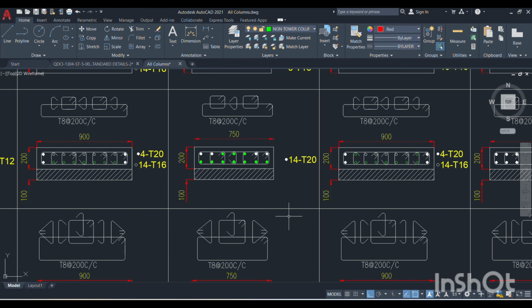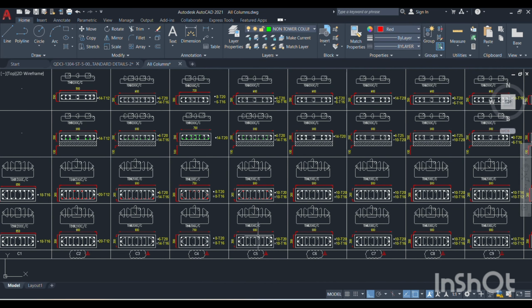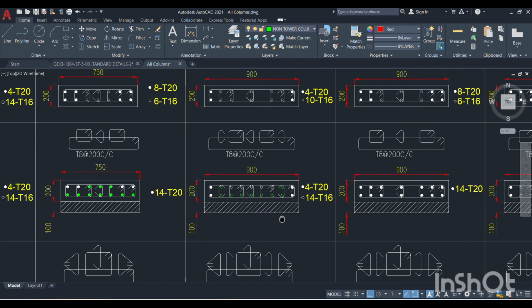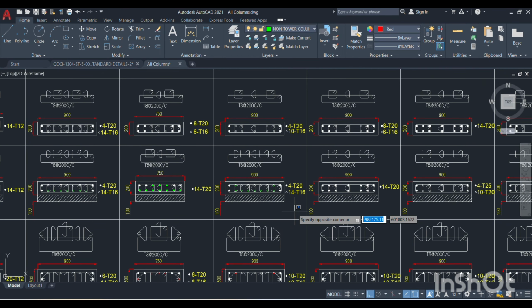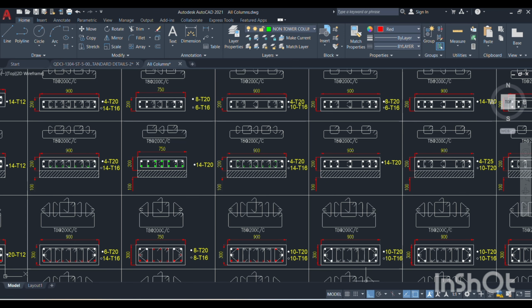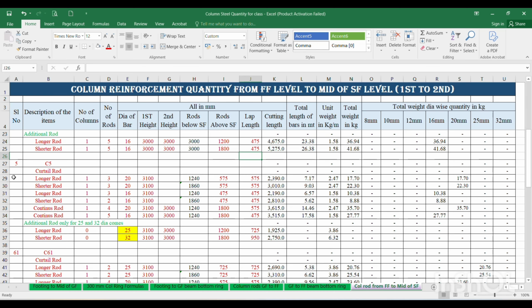Next go to C5. In C5 you see two types of rod here, 4 numbers of 20 and 14 numbers of 16. Out of the 14 numbers of 20, only 4 numbers of 20 are going up. So the 4 numbers of 20 are the continuous rods.